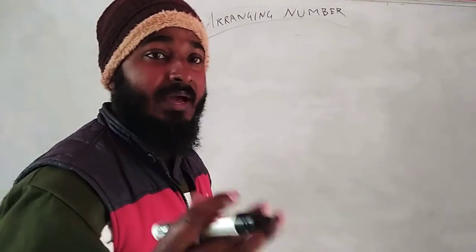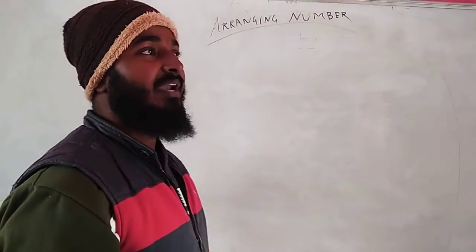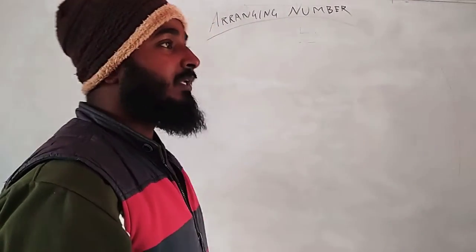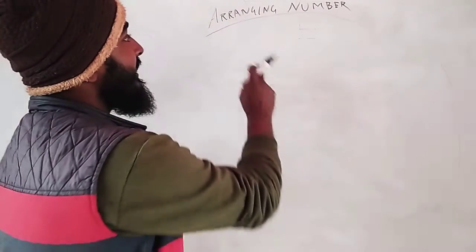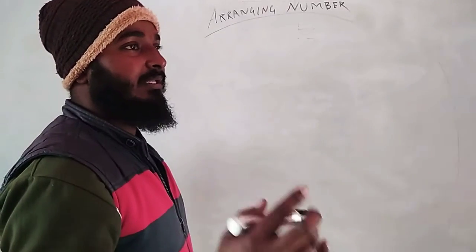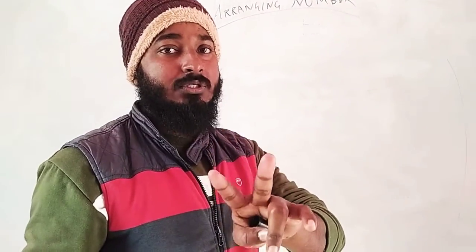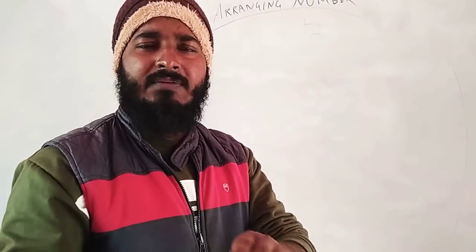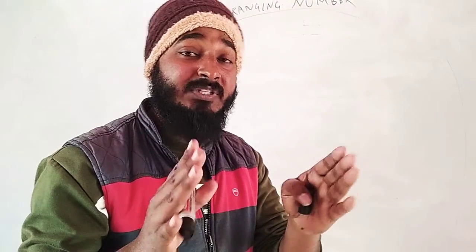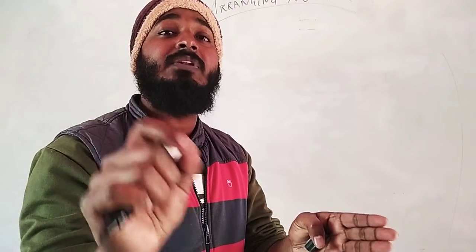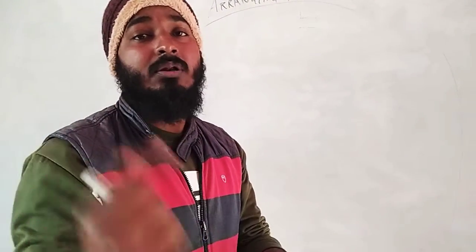Okay, now arranging numbers. The next topic is how to arrange numbers. To arrange numbers, you have to find what is greater and what is smaller. We have 2 rules. How big the number is, we don't deal with that; we just deal with the digits. The number of digits will convey whether the number is small or not.